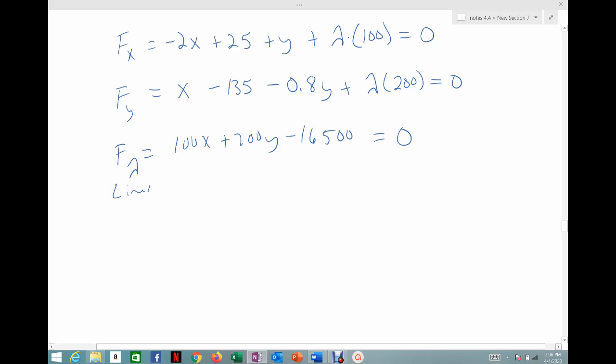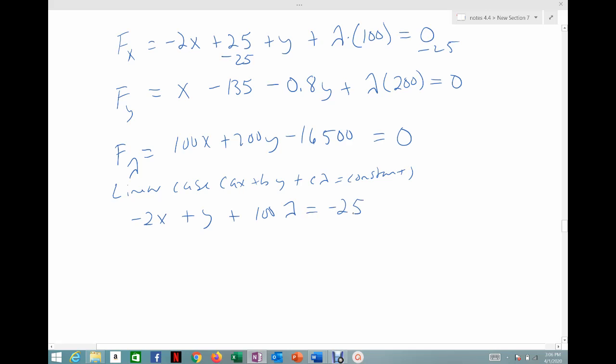Once you get it set up, these linear cases aren't too bad, right? This is a linear case, which means I can put it in the form ax plus by plus c lambda equals a constant. And I do need to do that because it's what we have to plug into the matrix. And that's also to check that they are actually linear. Alright, so the first equation, I have to move the 25 over. So I subtract that 25, move it to the other side, write it in the right order, 2x plus y plus 100 lambda equals negative 25.